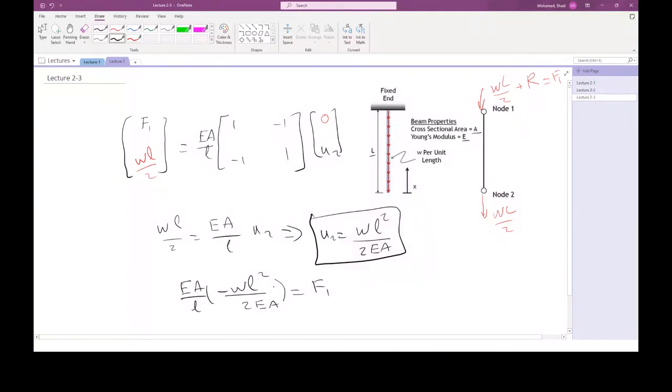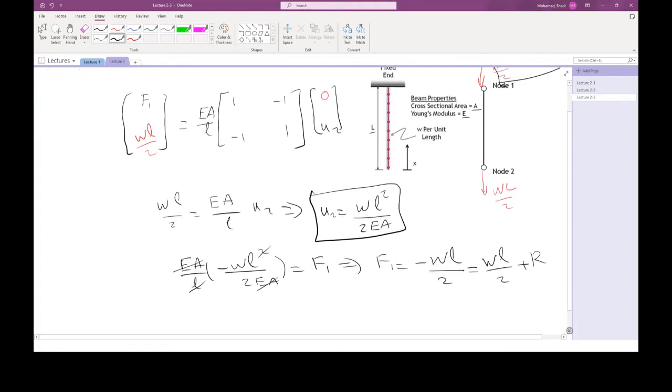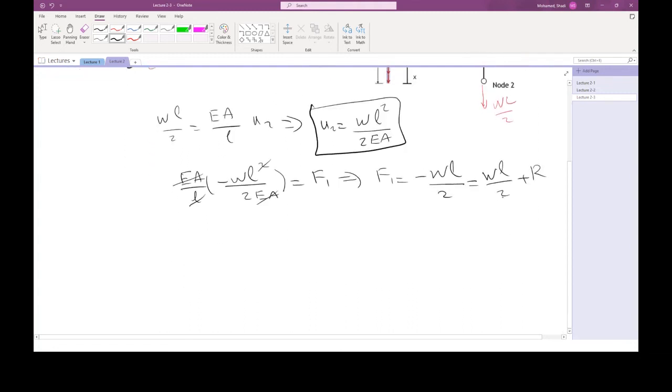All right. Now I can cancel this L with the square, and EA will go away with the EA, and this will give me F1 equal to minus WL divided by 2. This is the value of F1. Now, I am not interested in F1, I'm interested in the reaction. So I know that F1 is equal to WL over 2 plus the reaction. I know the value of F1.